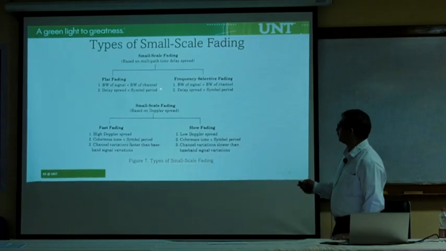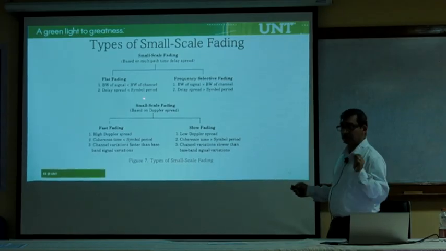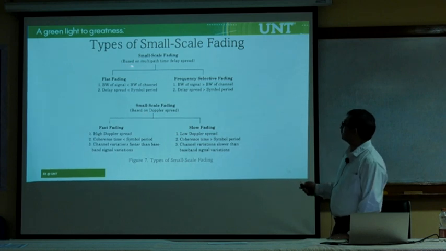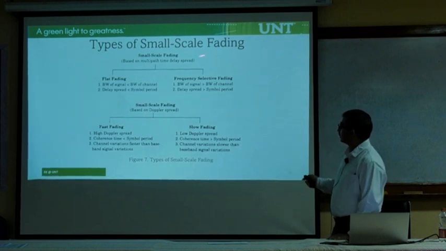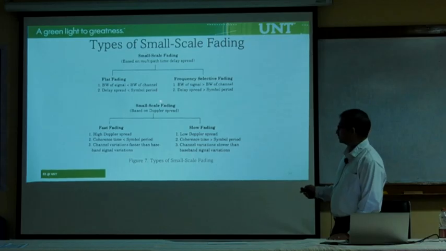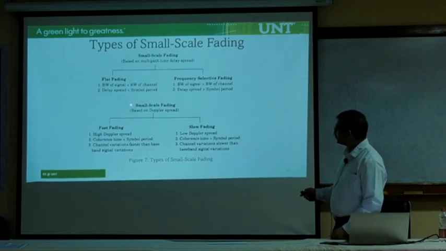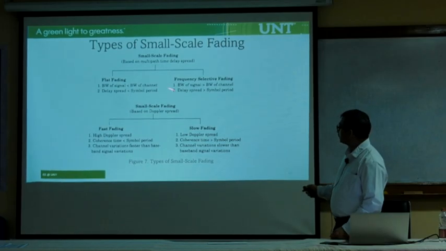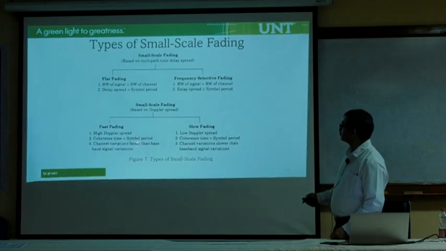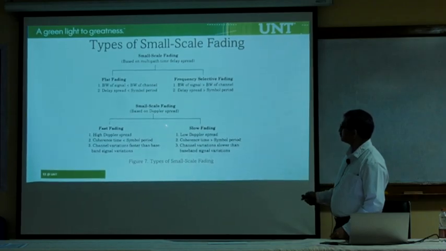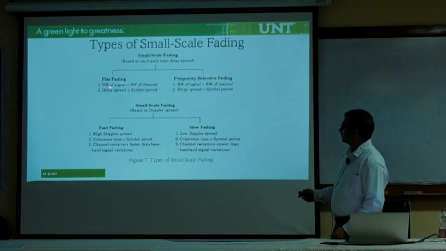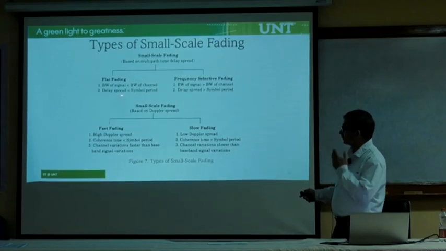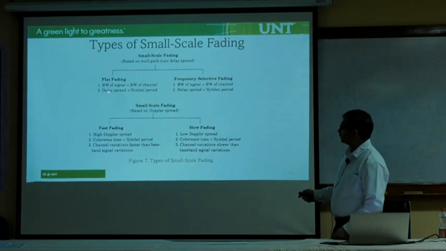We'll quickly wrap this up and then go into my research that I am going to present. So everything is about small scale fading in this second half of the first lecture, and here are the different types. Flat fading is when the bandwidth of the signal is smaller compared to the bandwidth of the channel, and the delay spread is less than the symbol period. See, this is the point, delay spread.